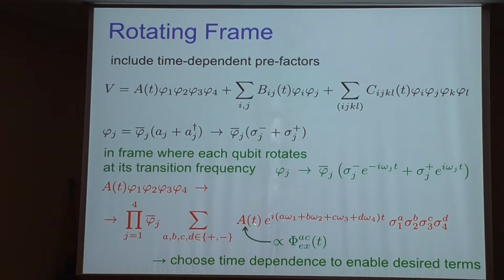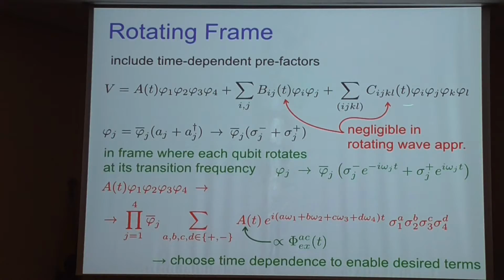And then I will choose the frequency composition of the drive such that I trigger a linear combination of these coupling terms that exactly corresponds to the stabilizer that I want to generate. Yeah? And the same thing will actually show that these two terms are negligible in a rotating wave approximation.